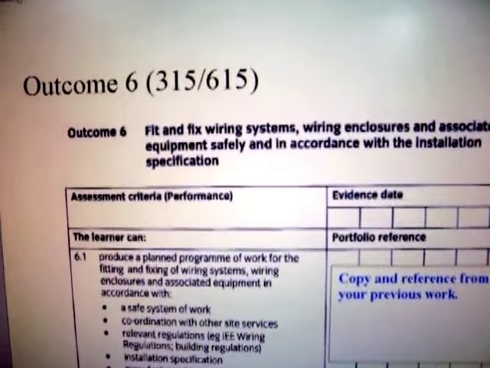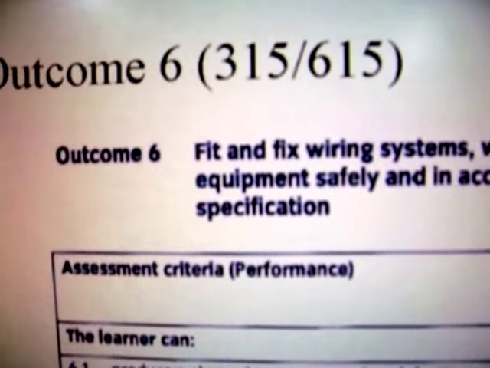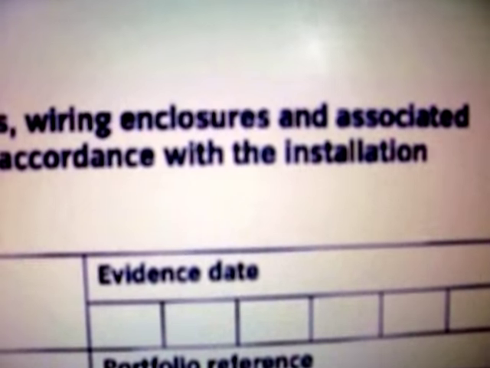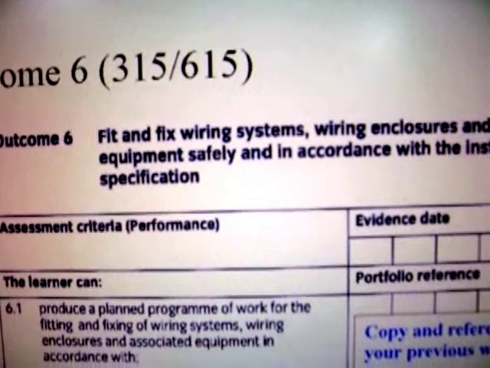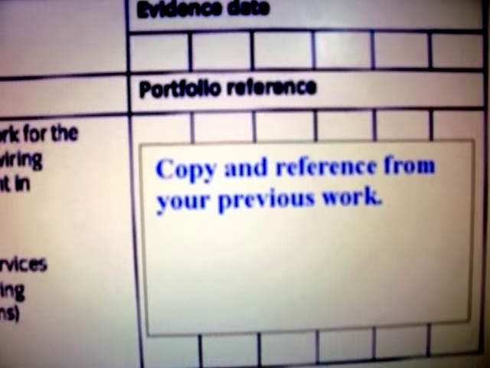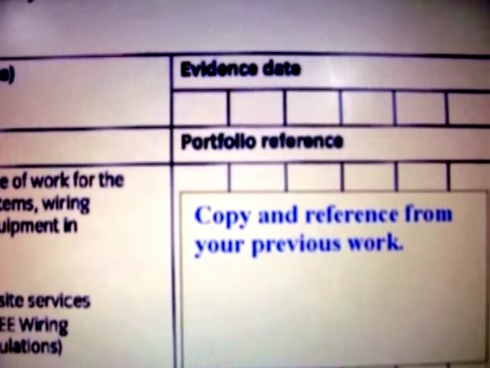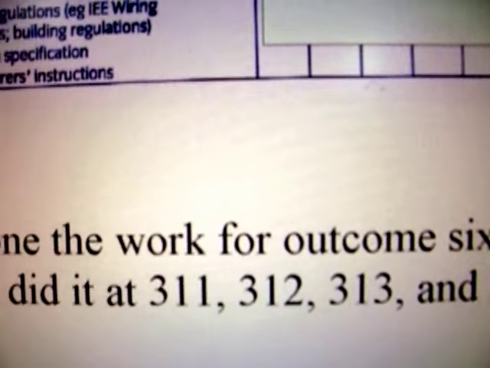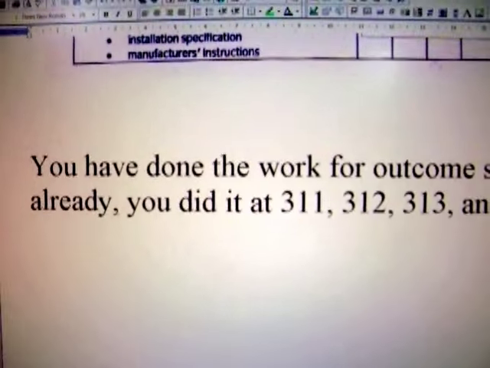Outcome 6, let's look at that now. Now where we're here, outcome 6, 315, 615. And look at what it's asking you for. Now again here, copy and reference from your previous work. You've done a lot of this previously. It's simply asking you to repeat what you've done in some cases, because it tends to repeat itself in some parts.